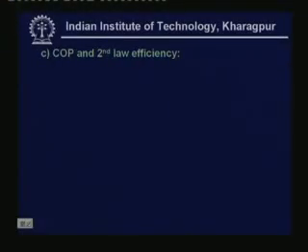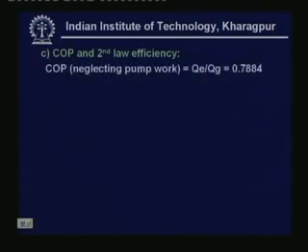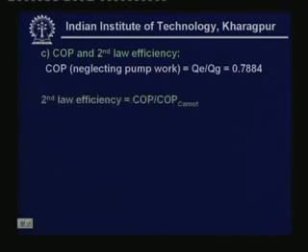Now, we have to find the COP and second law efficiency. So, we find the COP by neglecting pump work, because I will show you that the pump work is really negligible. COP is defined as QE divided by QG. QE is 300 kilowatts, QG is 380.54 kilowatts. So, the COP is found to be 0.7884. And second law efficiency, as you know, is the ratio of the COP of the system to the maximum possible COP, that is, the equivalent Carnot COP.